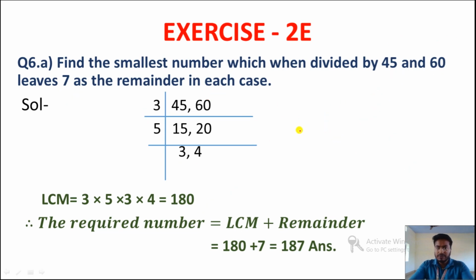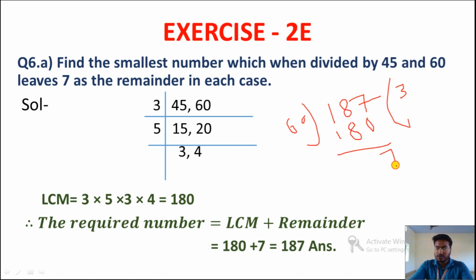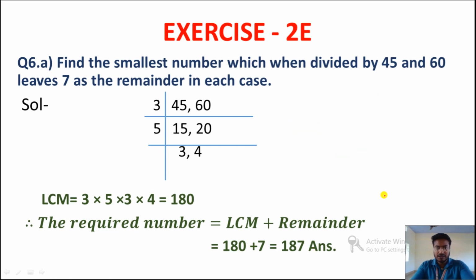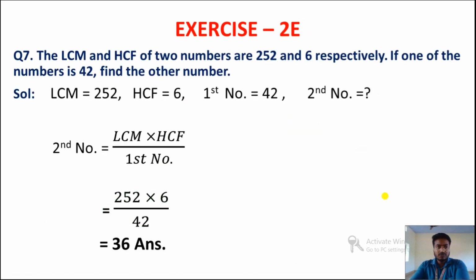Same way, when we divide 187 by 60, because the second number is 60 now, this will go 3 times, 180. So here also we got the remainder 7. Okay, that means this answer is correct. I hope this question is clear to you all. Now let's move to the next question.